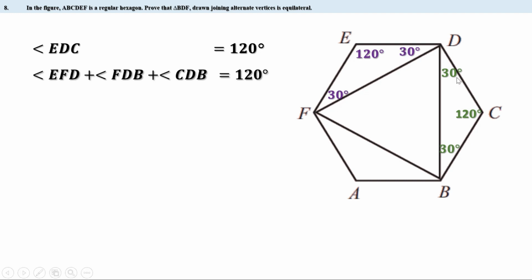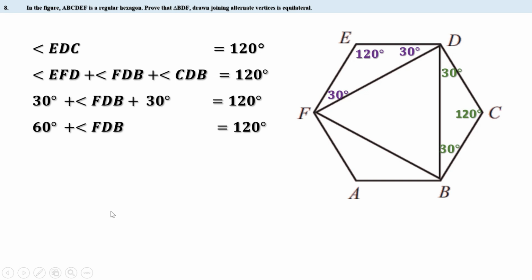But these two angles are 30 degrees. So we can write it as 30 plus angle FDB plus 30 is 120 degrees. 30 plus 30 is 60. So we can write this as 60 plus angle FDB equals 120 degrees. Therefore, angle FDB equals 120 minus 60, or 60 degrees.